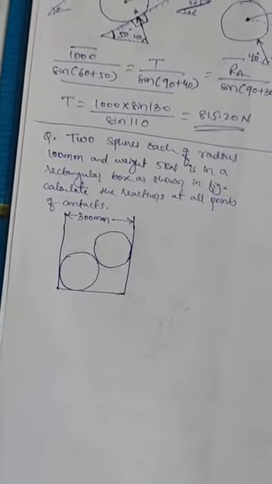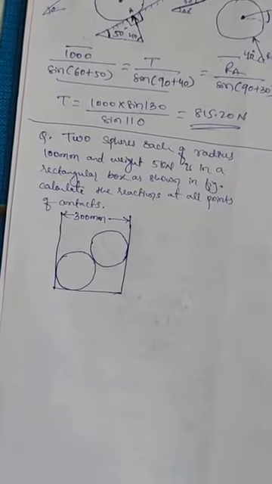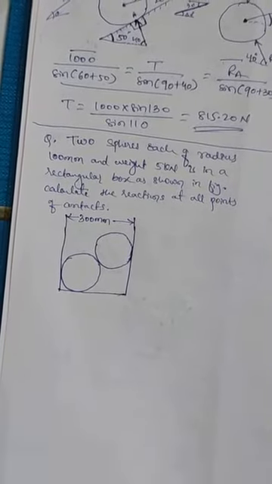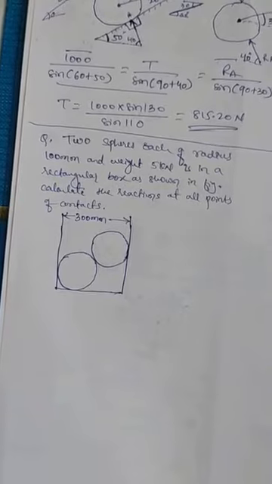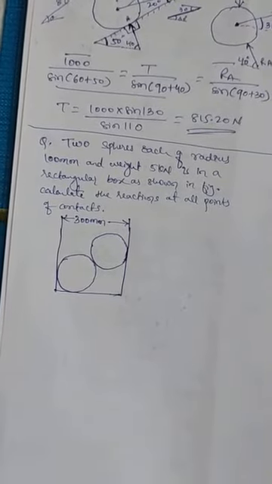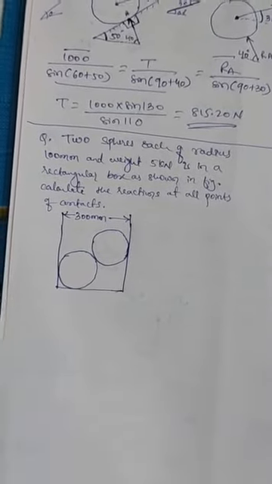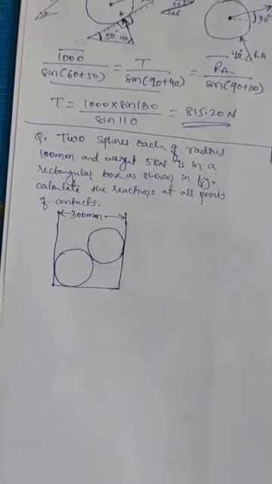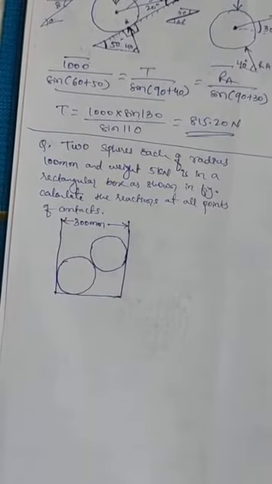The question is: two spheres, each of radius 100 mm and weight 5 kN, are in a rectangular box as shown in the figure. We need to calculate the reaction at all contact points. Let us solve this one.